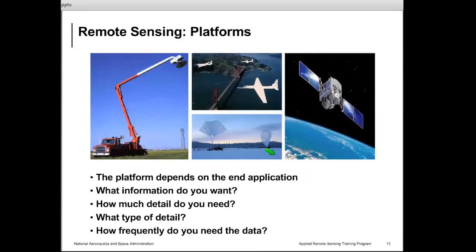Moving forward, these remote sensing sensors or instruments can be placed on many different platforms. Your application basically helps you decide which platform is most useful to you. There are several questions that need to be answered to determine which platform is most useful, such as how much detail do you need and how frequently do you need this information.